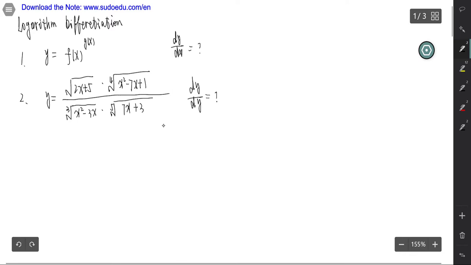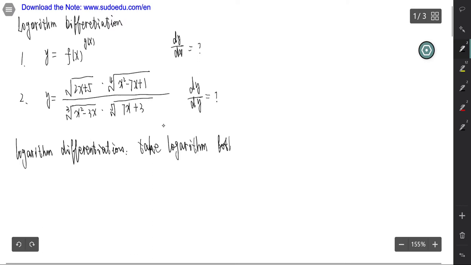First, we take the logarithm of those functions on both sides, then the functions are simplified. This is logarithm differentiation. Then use implicit differentiation.